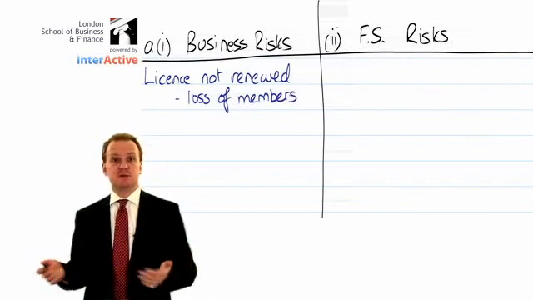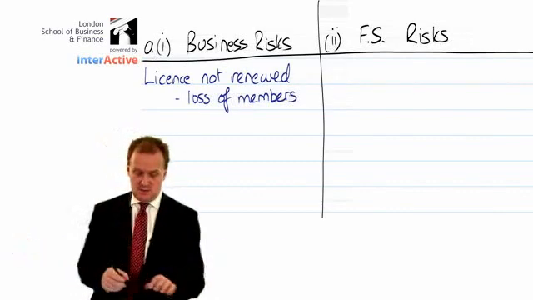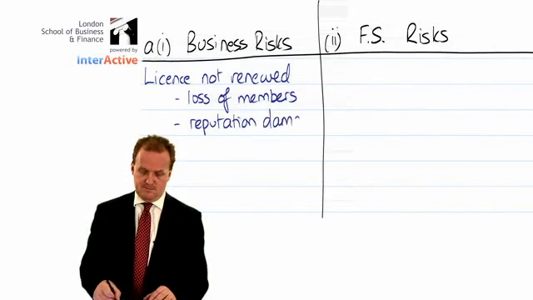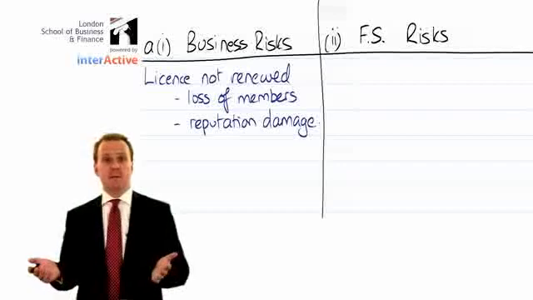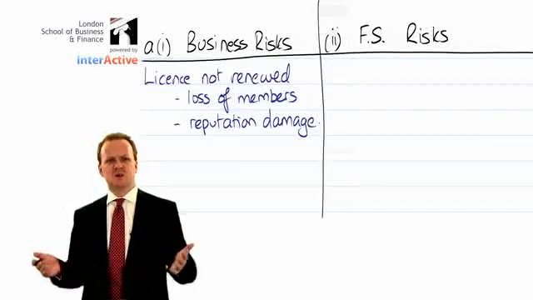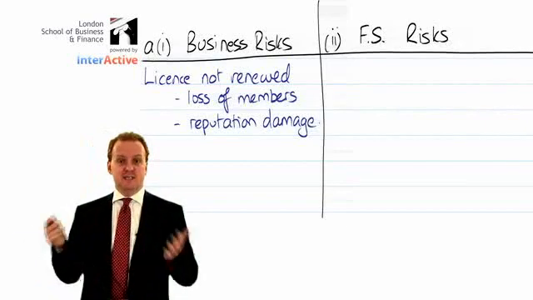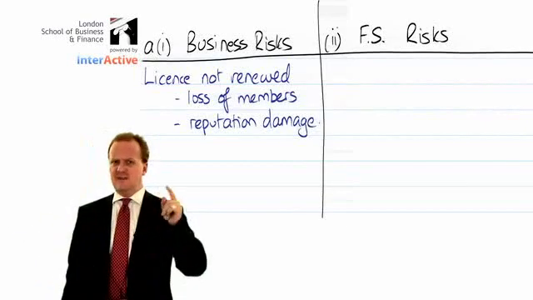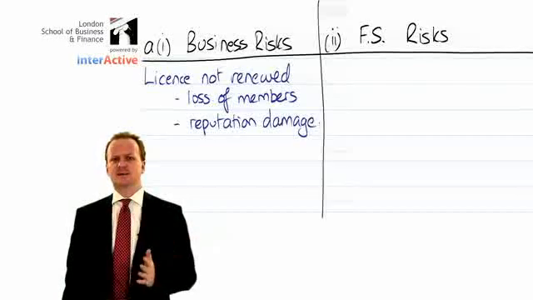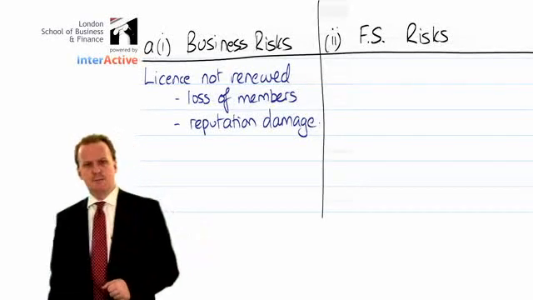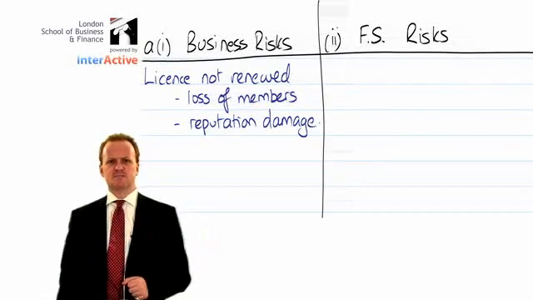You'd obviously lose members to other competitors. And obviously, there'd be reputation damage and people starting to question, well, if that leisure centre has been shut down because it's lost its licence, and if they're the same facilities at each centre, does that suggest that the other centres aren't particularly good? But what about the financial statement risks?